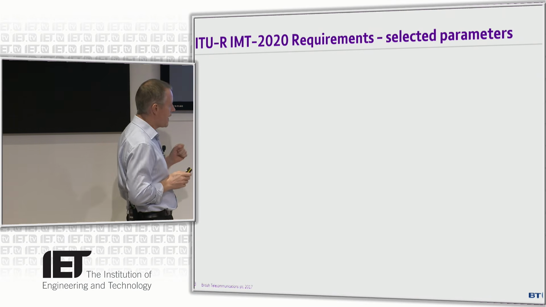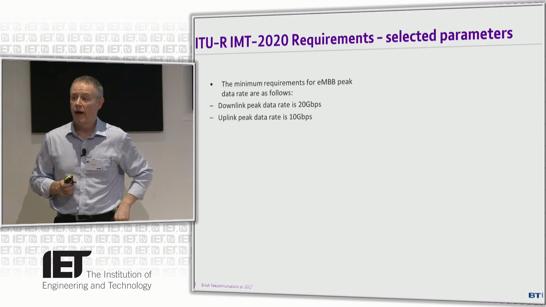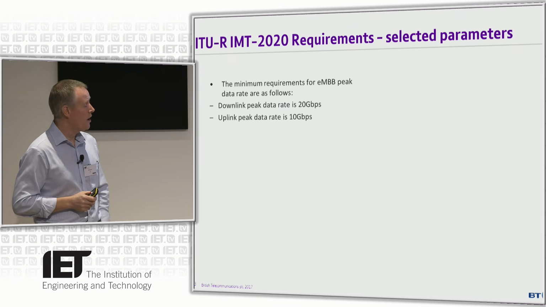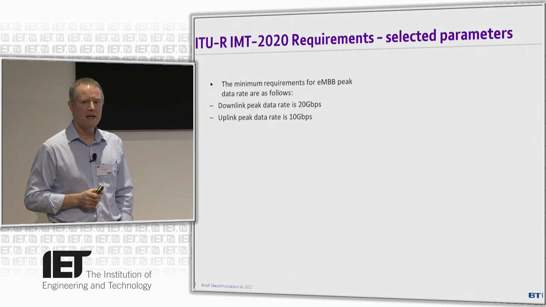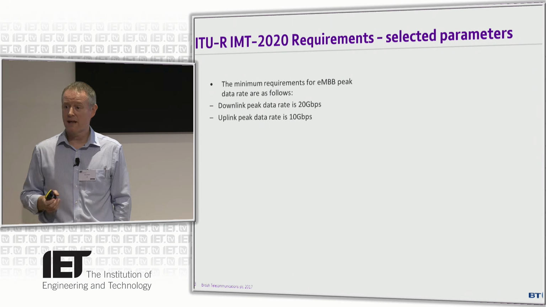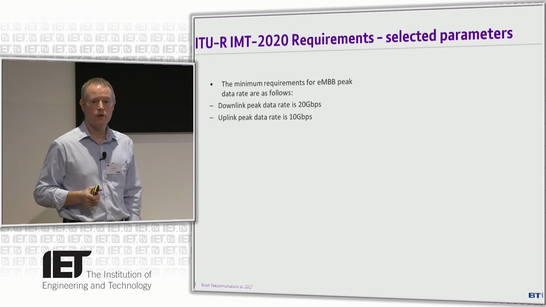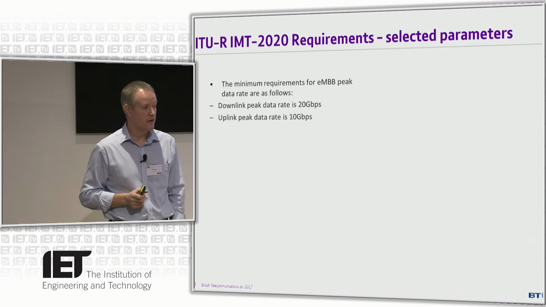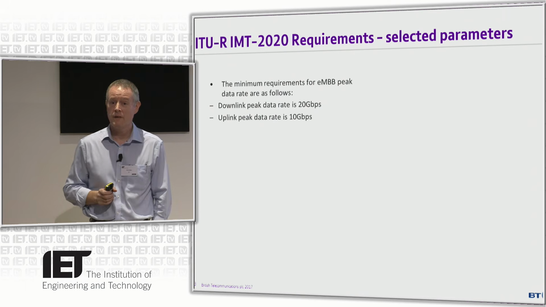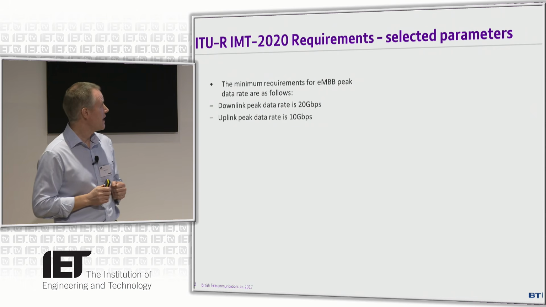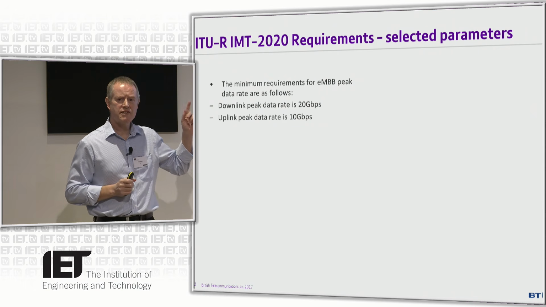So in terms of a few selected parameters from the spec from the ITU, initially we're talking about targeting data rates of 20 gigabits per second in the downlink and 10 gigabits per second in the uplink. Now, those were the initial specifications. Obviously, we're not going to see those on networks from day one, certainly not with 3.5 gigahertz spectrum. We'll see those when we introduce the higher frequency bands with much broader channels. But this is really the target.